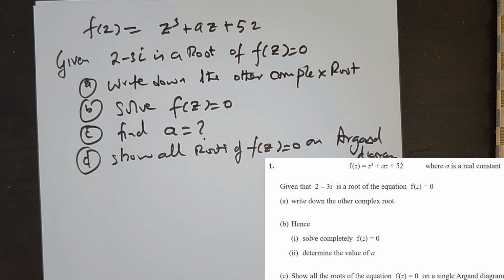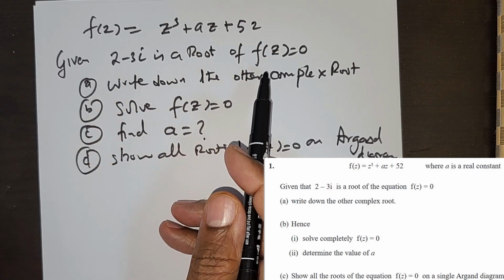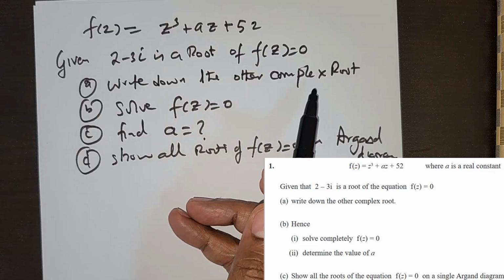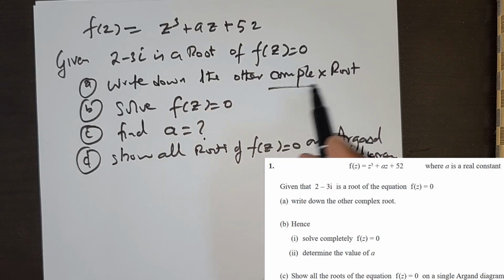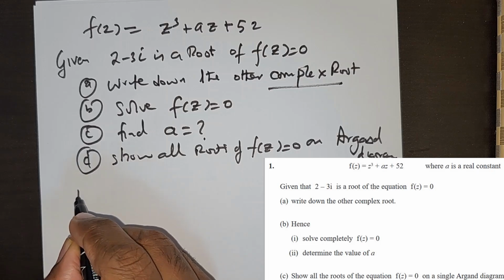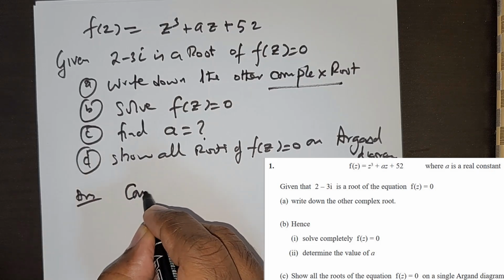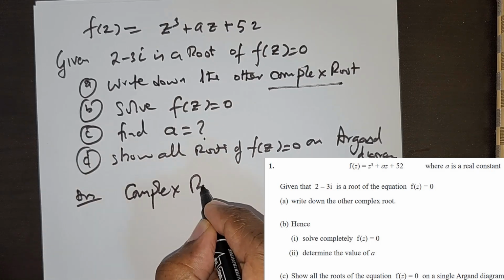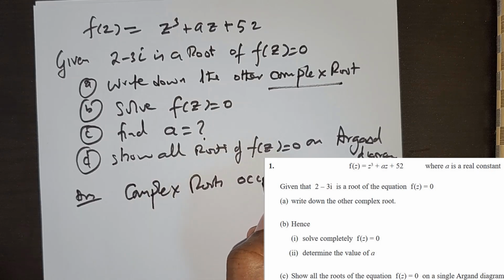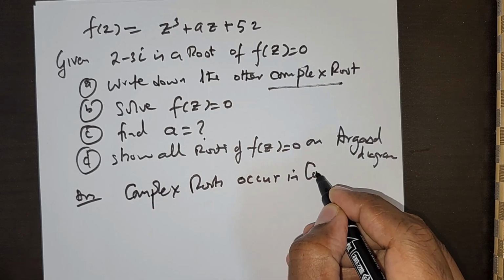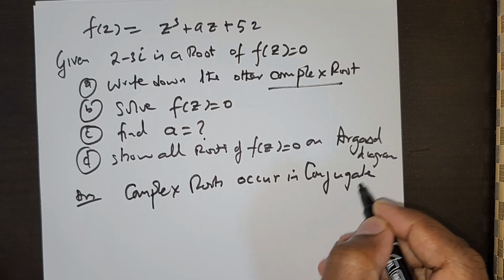Welcome everybody. We've been given this question: f of z is equal to z cubed plus az plus 52. Given that 2 minus 3i is a root of f of z equals 0, write down the other complex root. Now, first knowledge point: complex roots occur in conjugate pairs.